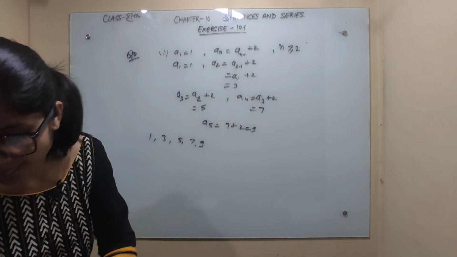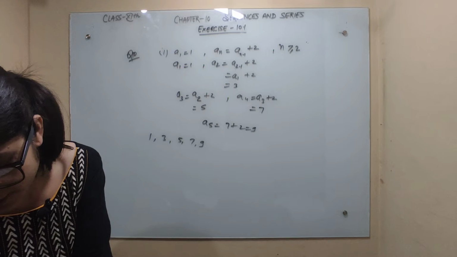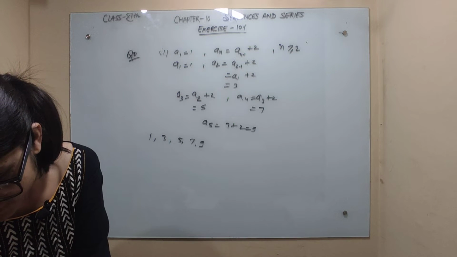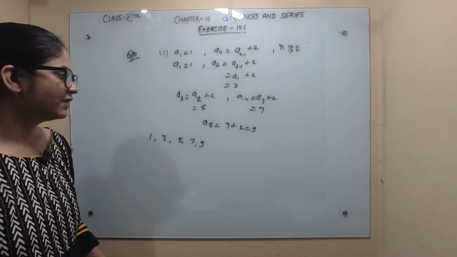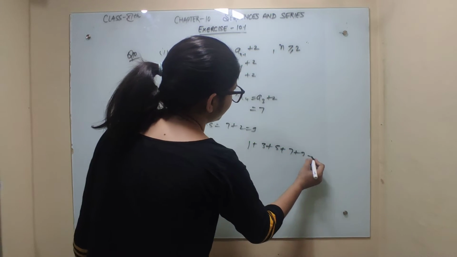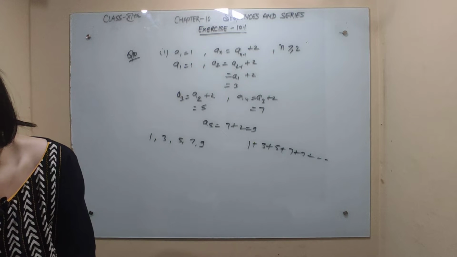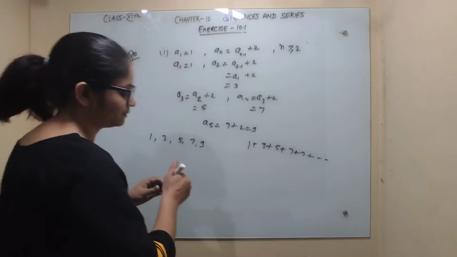Is it clear? 1, 3, 5, 7 and 9, and you have to write it as a series. First we wrote the sequence, now we'll write the series. So add all: 1 plus 3 plus 5 plus 7 plus 9 plus, and like this you will write. That is the corresponding series.